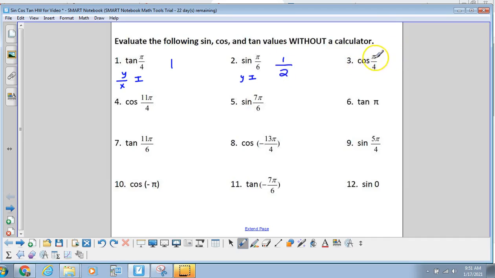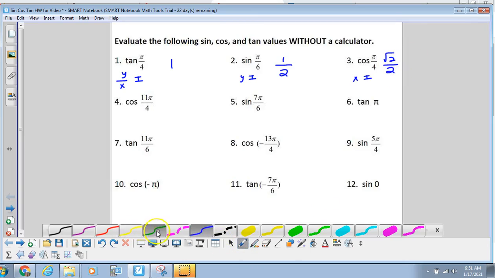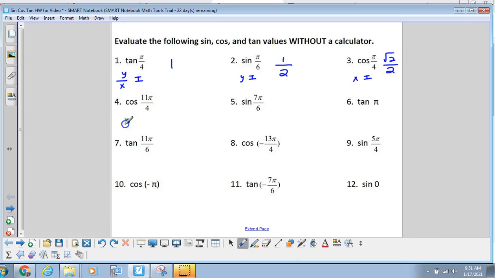For number 3, the cosine of pi over 4, cosine is the x-coordinate, pi over 4 is in our first quadrant, and our pi over 4 family is root 2 over 2, root 2 over 2, so our x-coordinate is just root 2 over 2. For number 4, we have cosine, which is the x-coordinate of 11 pi over 4. Now picture going around your circle, and 11 pi over 4 is in the third quadrant.